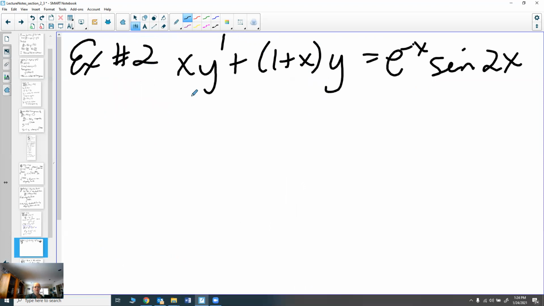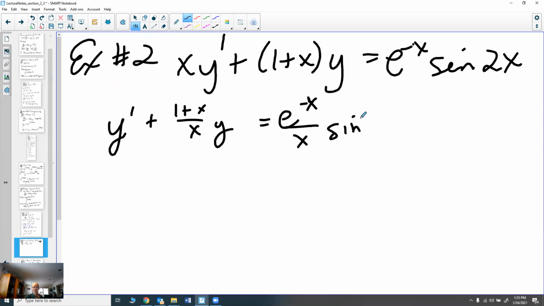Let's try another example. Let's try x times y prime plus 1 plus x times y equals e to the negative x sine of 2x. So the very first thing is get the y prime to have a 1 in front of it. So I get y prime plus (1 plus x) over x times y equals e to the negative x over x times sine of 2x. All right, so now that we've done that, now we will go ahead and find our integrating factor.